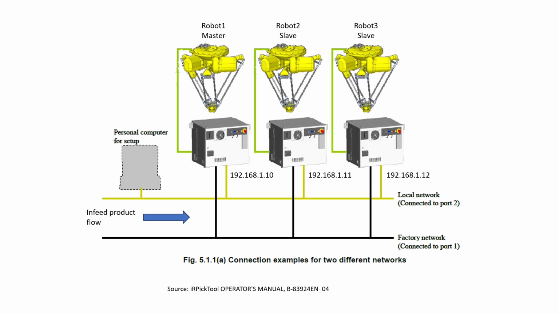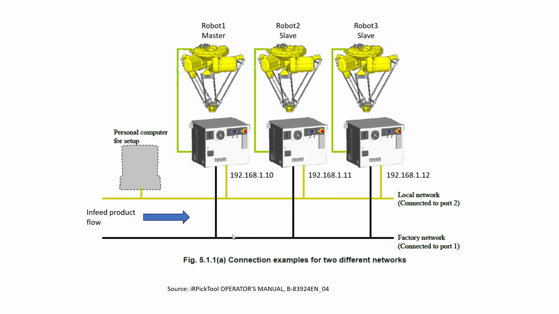One more thing to consider is that all the IP addresses you're going to assign to the robots must be in consecutive order, and the IP address for the master robot controller must be the lowest value. This picture is an example of how the Ethernet connection is going to look.